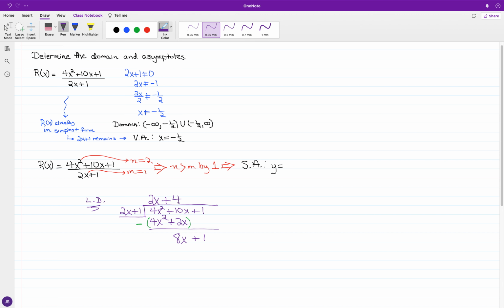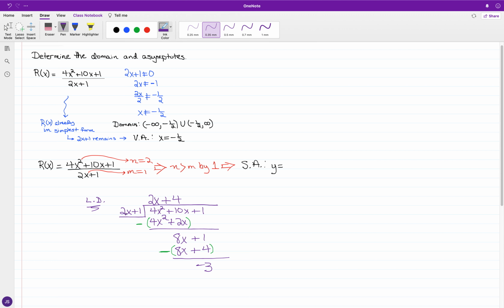And distributing, you have 4 times 2x is 8x, and 4 over 1, so this will become 4. And once again, taking the difference, 8x will go out, and we have 1 minus 4, so this will be -3. And again, we're going to end up with the remainder at -3. And we have the end result.